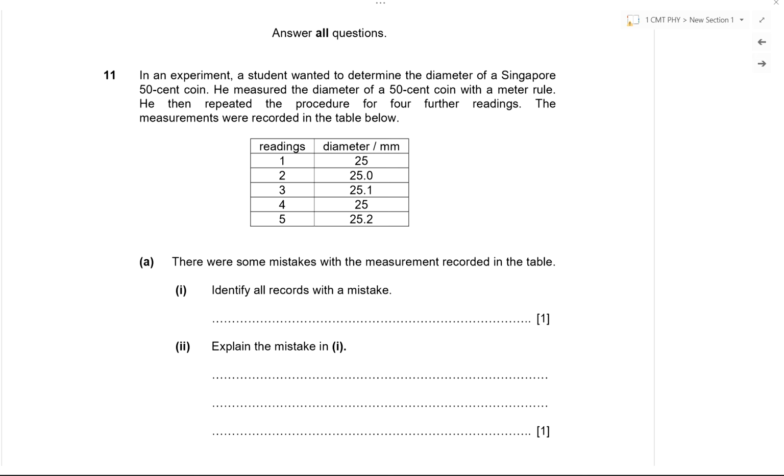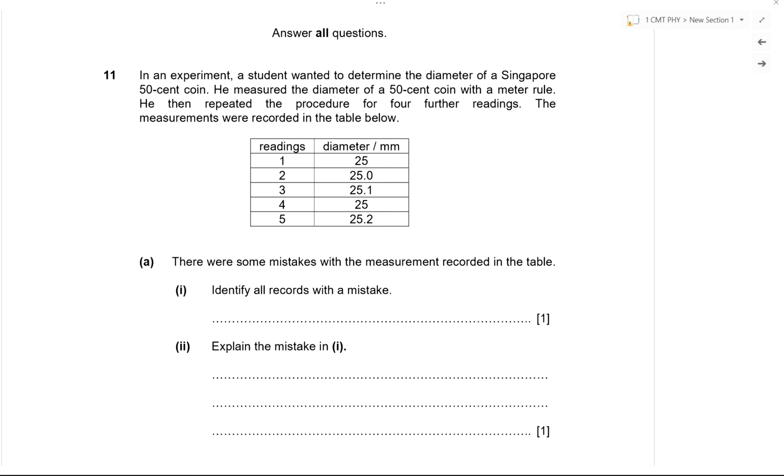Now part A, there are some mistakes made with the measurement recorded. Where are the mistakes? Is there a problem with reading number 1? What is the problem with reading number 1? It's fine, is it? Why do you think it's okay now? What's the use of the meter rule then? No need to be so specific. The word you should be using is precise. Out of reading number 1, 2, 3, 4, 5, which one is very precise?